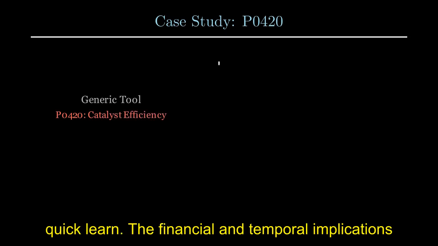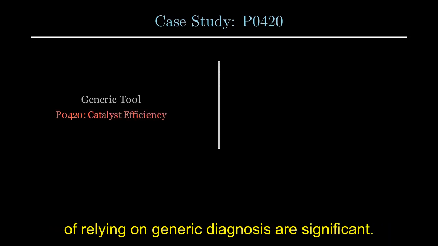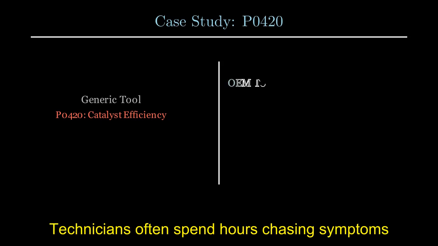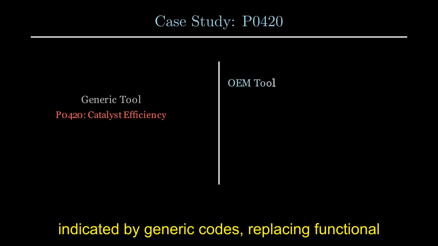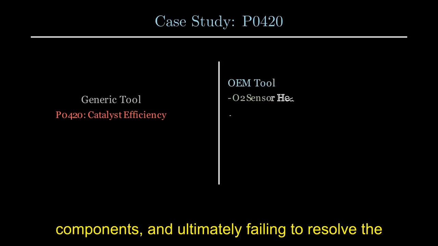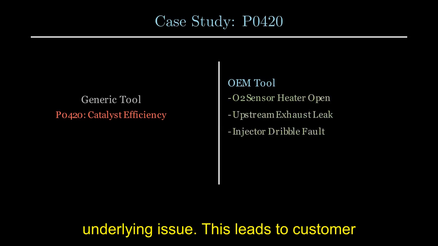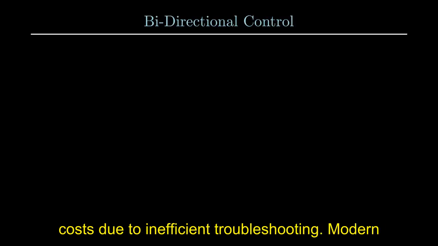The financial and temporal implications of relying on generic diagnosis are significant. Technicians often spend hours chasing symptoms indicated by generic codes, replacing functional components, and ultimately failing to resolve the underlying issue. This leads to customer dissatisfaction, repeat visits, and increased repair costs due to inefficient troubleshooting.